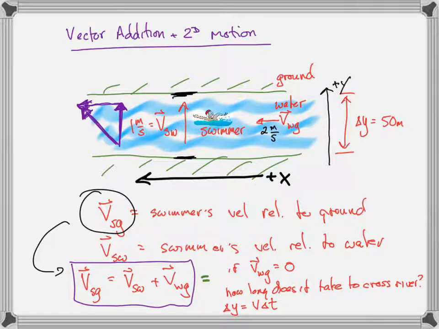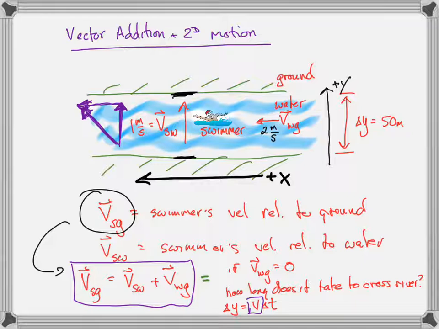Okay, so we now ask, in this case, how long does it take the swimmer to cross the river? Well, there's a couple of ways to look at this. But really what I want to get at is what velocity do we use in here? Because we now have three velocities. We have the velocity of the swimmer relative to the water, and the velocity of the water relative to the ground, and the velocity of the swimmer relative to the ground.